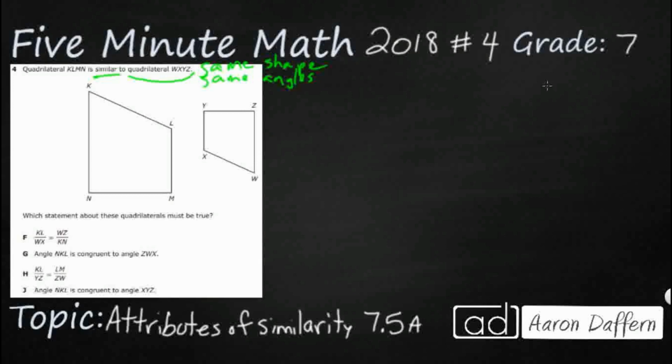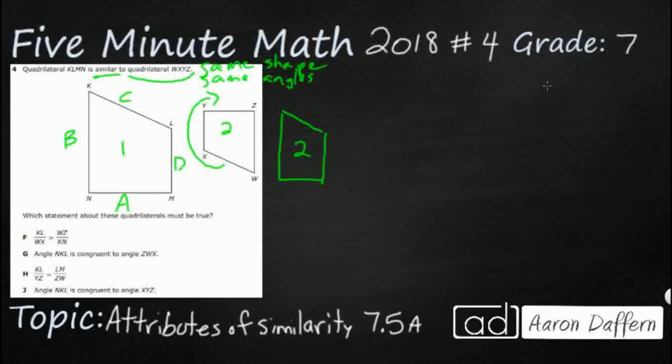So I want to label this as quadrilateral 1 and this as quadrilateral 2. Let me label the sides, because you see F and H are asking me to compare the sides here. I'm going to start at the bottom and go clockwise, A, B, C, D. But this is oriented wrong. I want to flip 2 around.